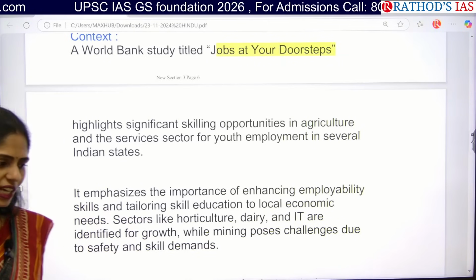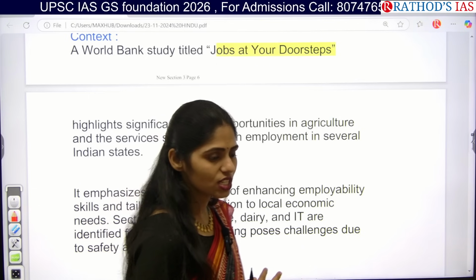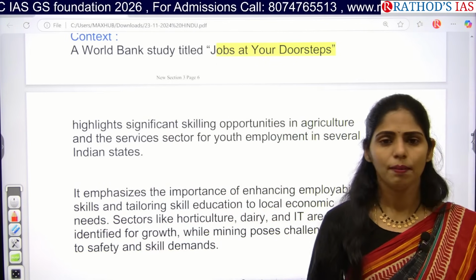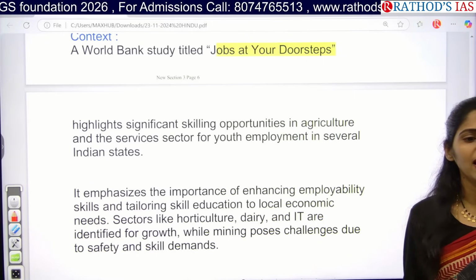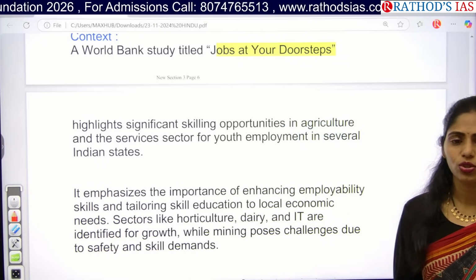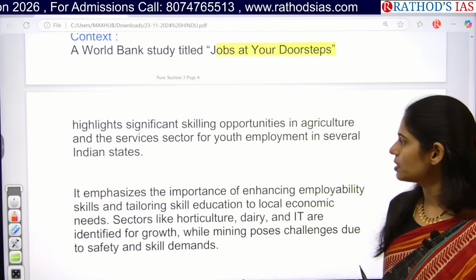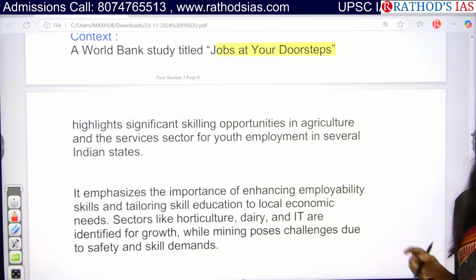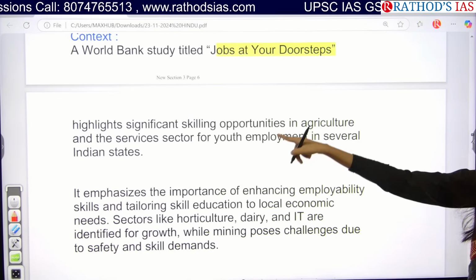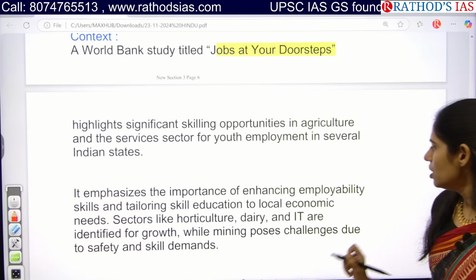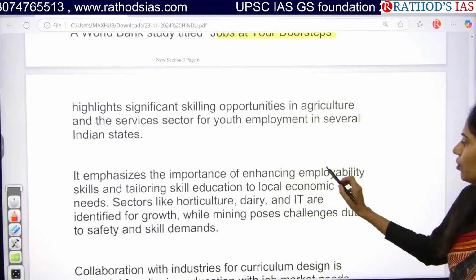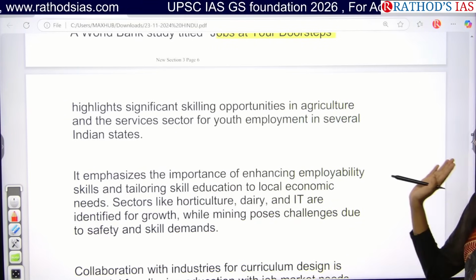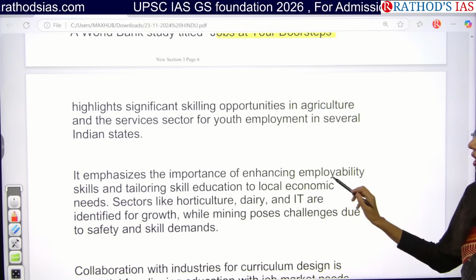So there are some states which are focusing on industries. For example, Tamil Nadu is focusing on industries and it is very good in industries. But if you go to the northern part like UP, etc., they are focusing on agriculture. So especially the states which are focusing on agriculture, we have to go for youth employment in these sectors where they need some skills. So actually this report is saying that we need to increase the employability and we have to increase the skills, especially skill education according to the local economic needs.